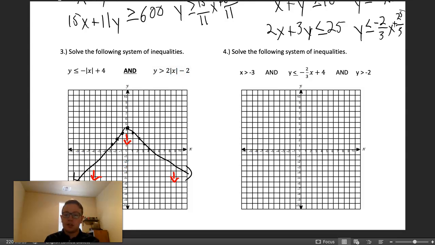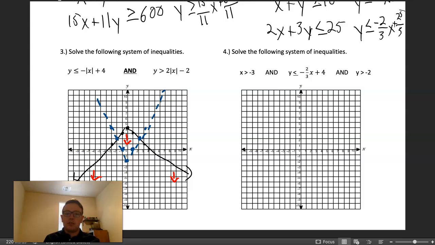Well, the minus 2 tells us we go down to 2, and then instead of going over 1, up 1, we're going to go over 1 and up 1 times 2 because of the 2 outside here. So over 1, up 2, over 1, up 2, and so on. Over 1, up 2. And we're going to graph this. This one is dashed because of our greater than sign.